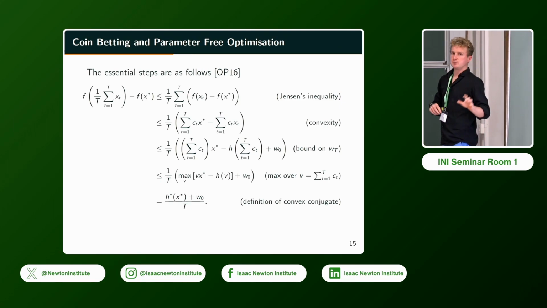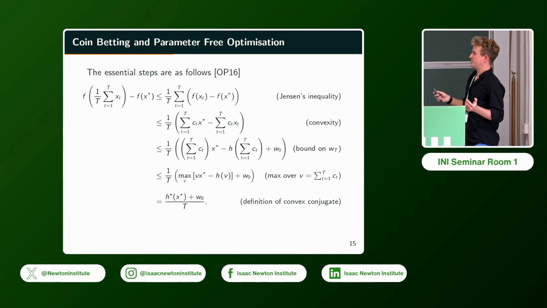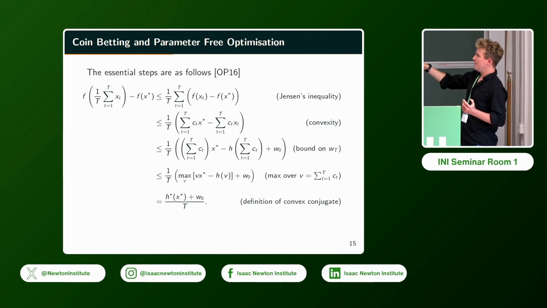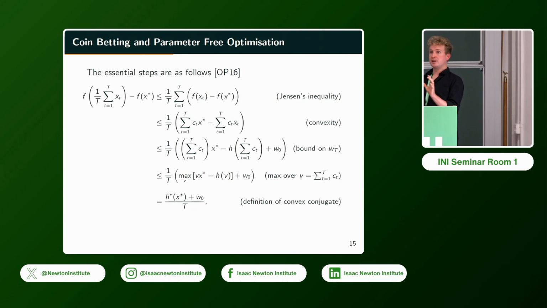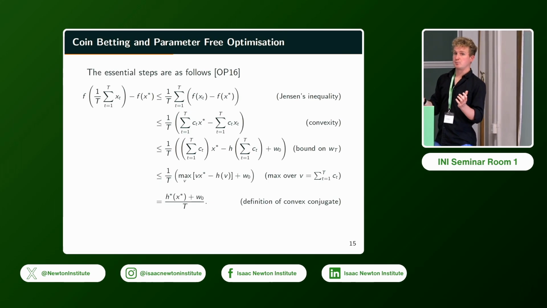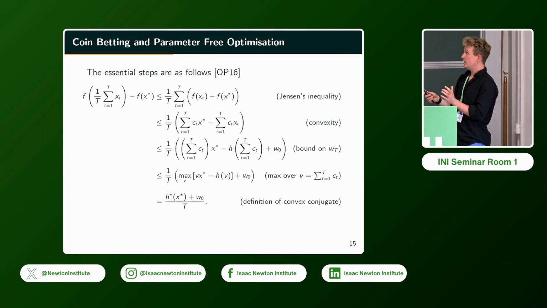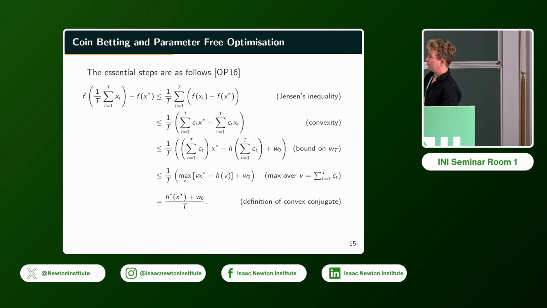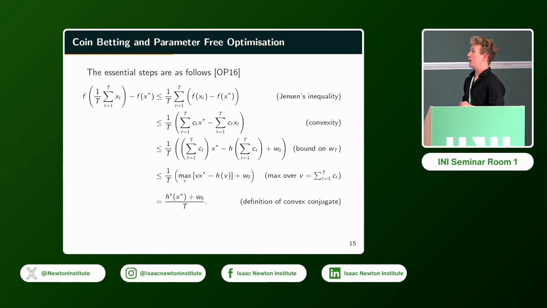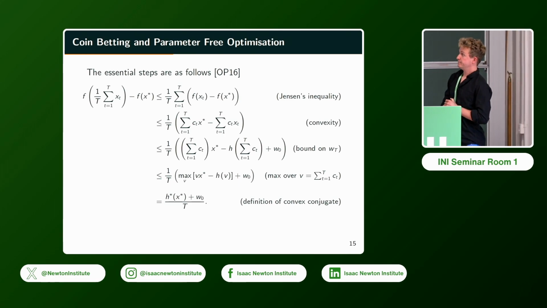Of course, there are some hidden details here because so far we haven't said anything about H star. But essentially what we showed is that if we can bound H star, and it has some appropriate dependence on that bound in T, then we're going to have a convergence rate for the average of our bets.